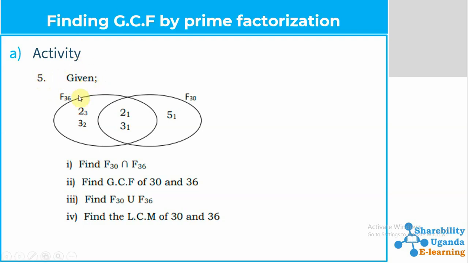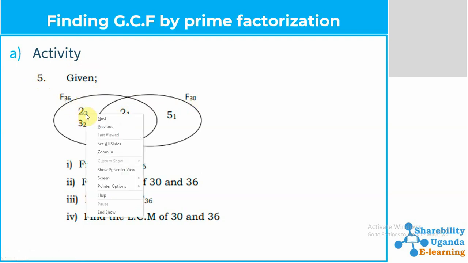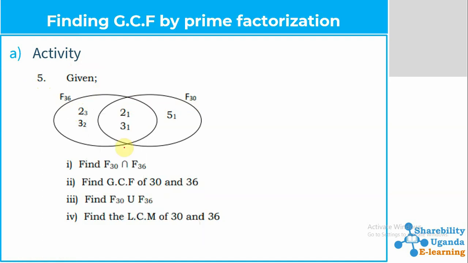They are saying, given that the prime factors of 36 and the prime factors of 30 are given as follows. So let's get a pen and start doing.